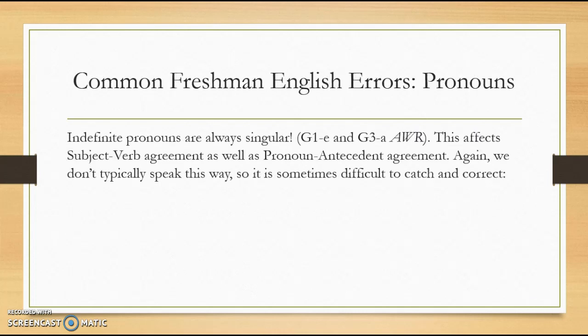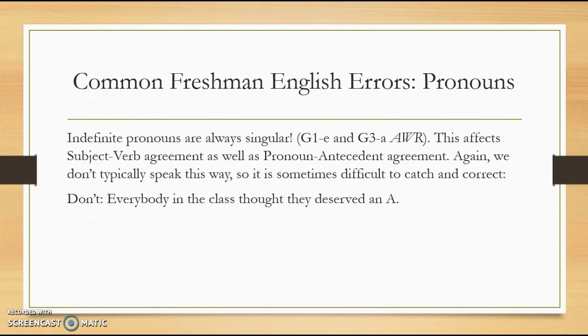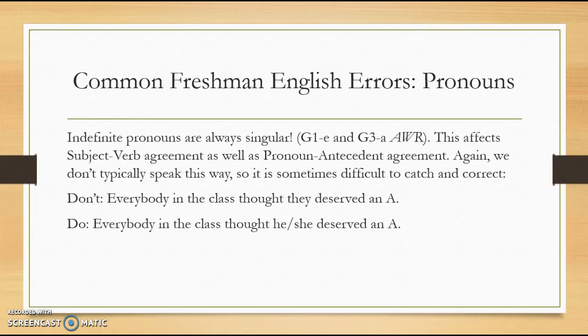Speaking of which, the most common pronoun issue depends on the fact that we have indefinite pronouns, and indefinite pronouns are always singular. You can look at these in G1E and G3A in A Writer's Reference, because these indefinite pronouns affect both the subject-verb agreement and the pronoun antecedent agreement. We don't speak this way, so sometimes it's difficult to catch and correct. Don't say this: "Everybody in the class thought they deserved an A." This sounds correct because everybody seems like a whole bunch of people, so "they" would be the proper connection, but that is not the case. Everybody is singular, and so we have to consider the singular he or she.